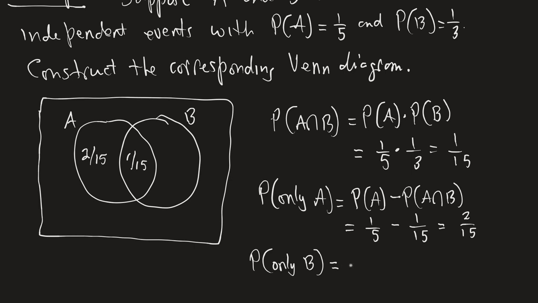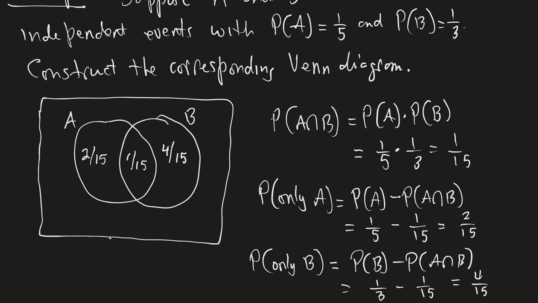So only B is the probability of B minus the probability, again, of the intersection. So that's the probability of 1/3 minus 1/15. So 1/3 is 5/15 minus 1/15, so that's 4/15. So that goes here.